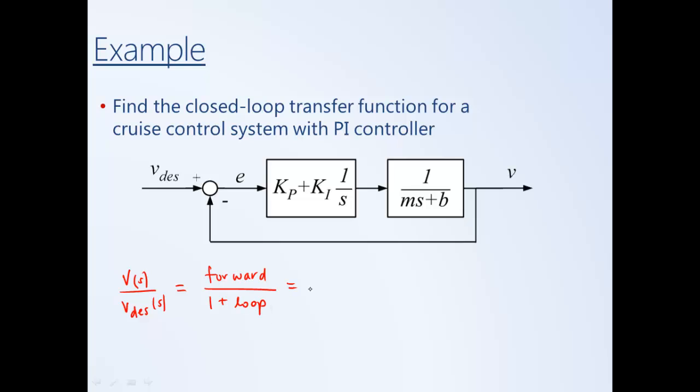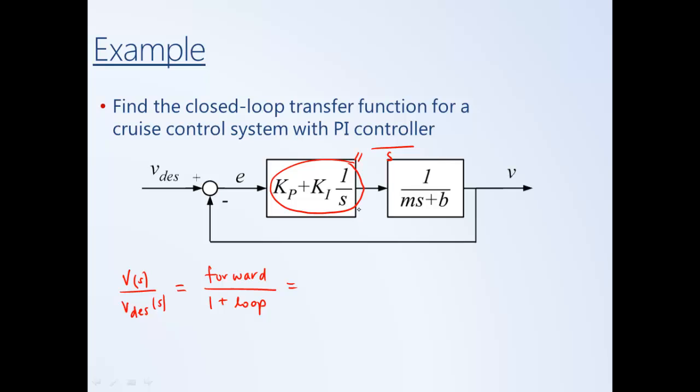If we look at the forward path from our reference input to our output, there are two blocks, or two subsystems, in the forward path: the controller and the plant. And again, if you recall, if we have two transfer functions in series, they simply multiply. So we'll go ahead and multiply these two, but before we do that, I'll rearrange this into a single fraction, or a single rational term. So I need to get a common denominator.